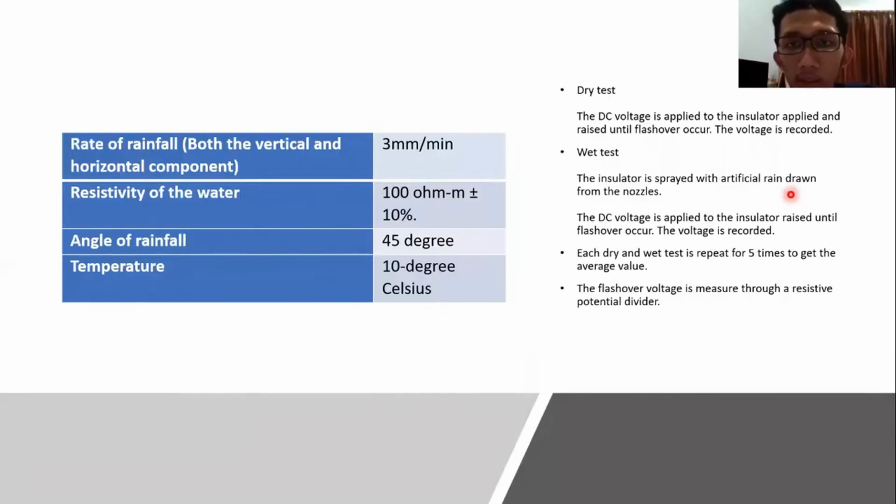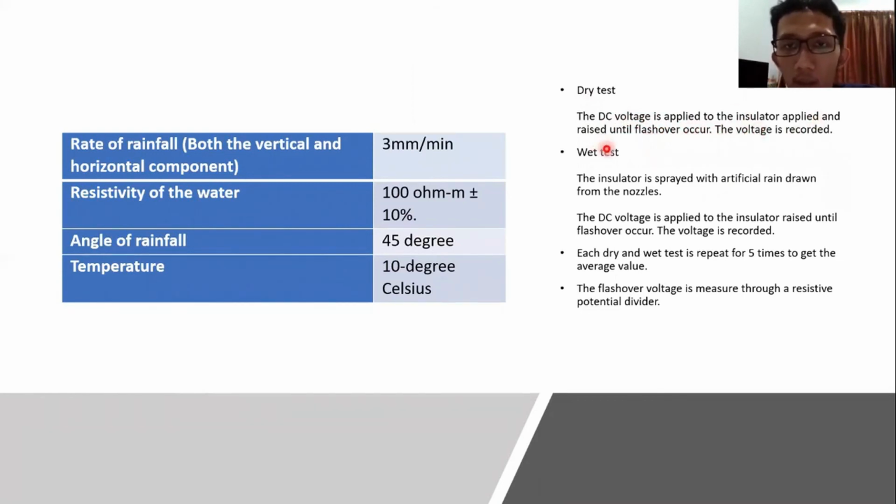The dry and wet test is quite simple. For the dry test, we only need to apply the direct current voltage to the insulator and raise the voltage until the flashover occurs. Then the voltage is recorded.